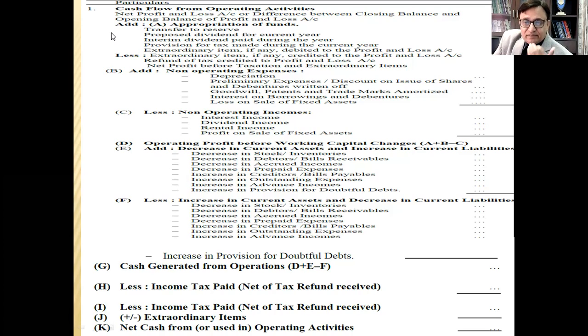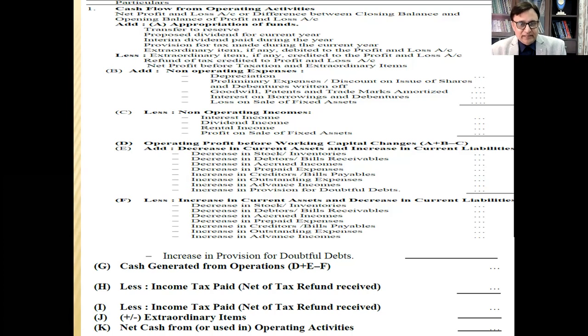Similarly, any extraordinary item debited to the profit and loss account which is not related to the operating part will also be added. So these are the four or five additions. Similarly, we will deduct any extraordinary item credited to the profit and loss account which is not operating income. So we deduct that from the net profit. A refund of tax, if credited to the profit and loss account, is not an operating income, so we will deduct it. So we will be deducting all of these, and this figure will give you net profit before taxation and extraordinary items.